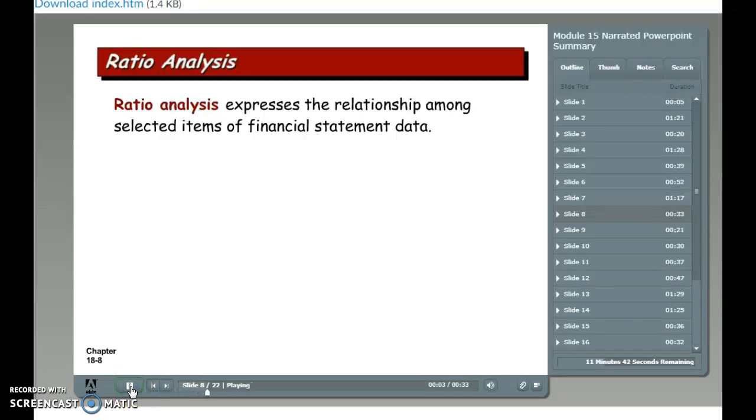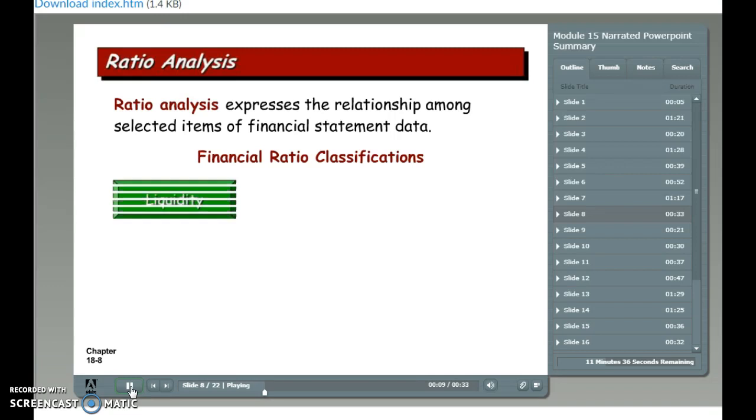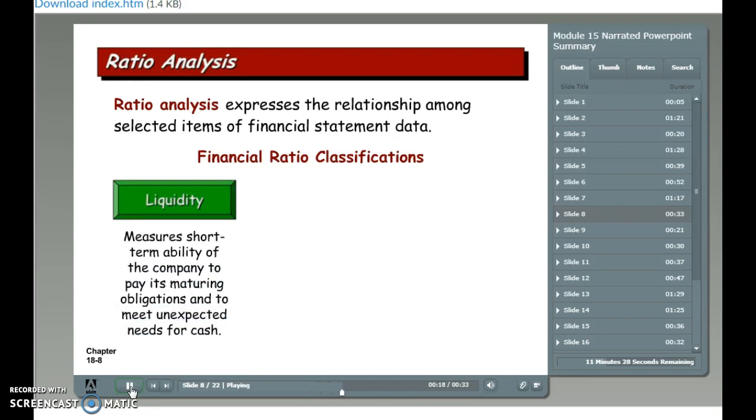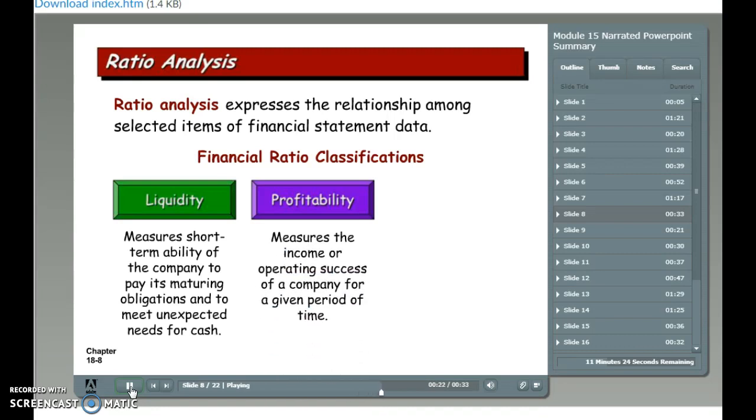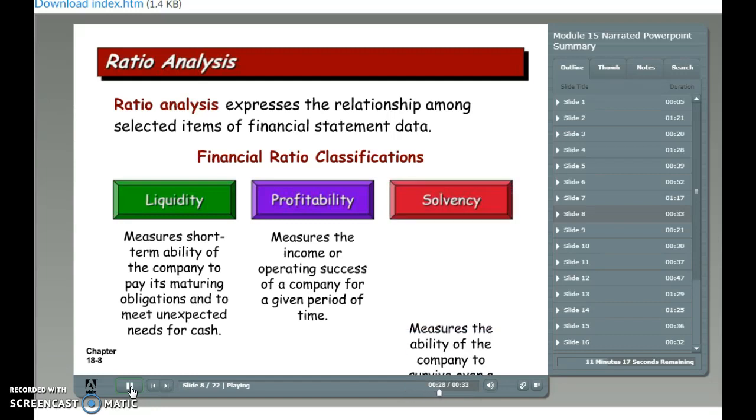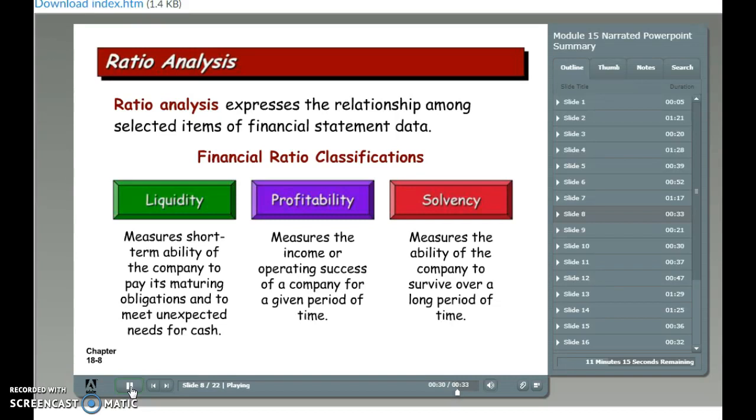Ratio analysis expresses relationships among data. Financial ratio classifications include liquidity that measures companies' short-term debt-paying abilities, as well as unexpected needs for cash. Profitability ratios measure companies' income or operating success. Solvency ratios measure companies' long-term ability to survive in the long run.